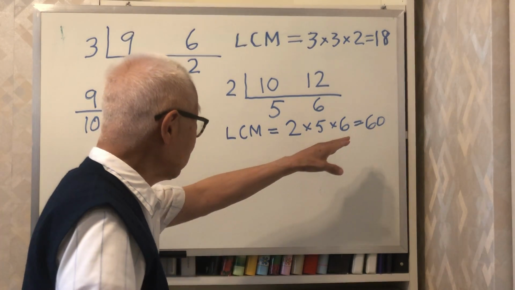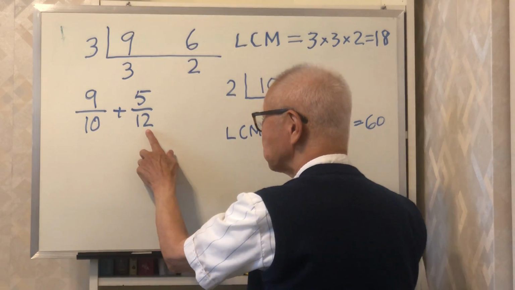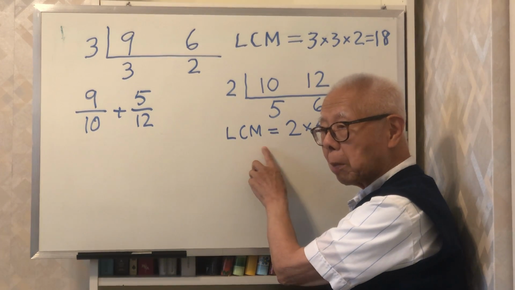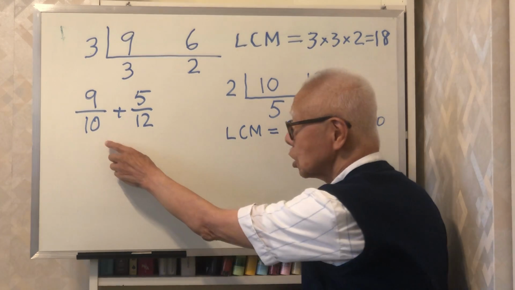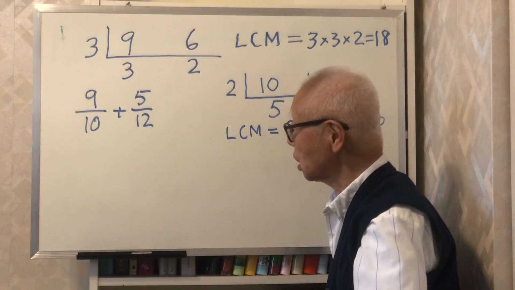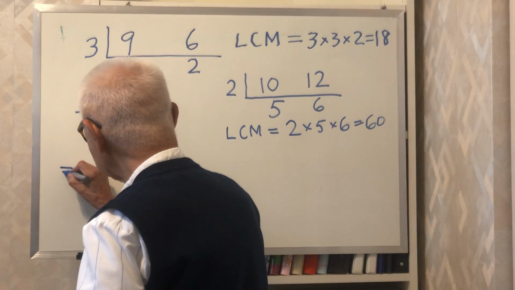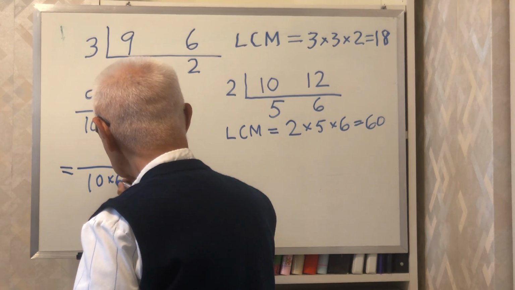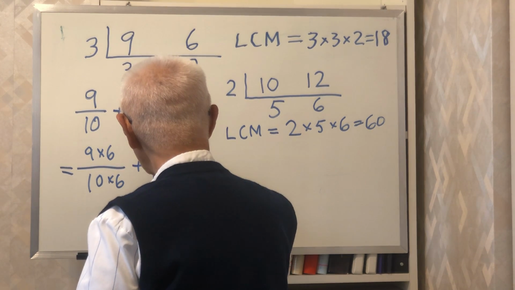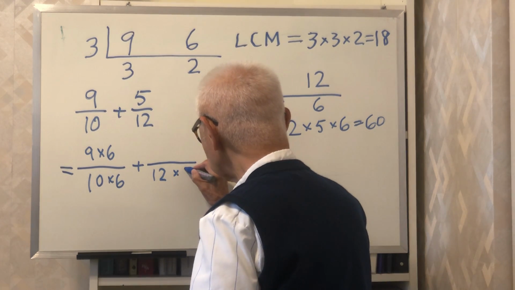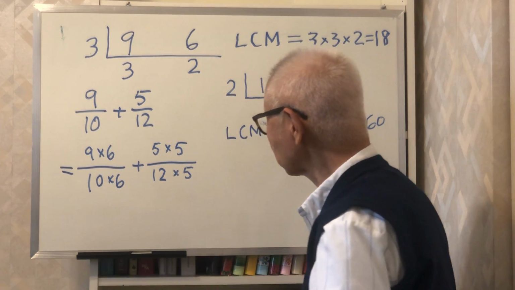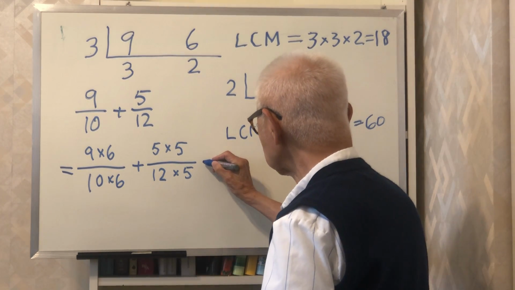Notice that the common denominator is not 10 times 12. 10 times 12 is not the least common multiple. It's not the least. It's too big. 10 times 12 is 120. But the least common multiple is 60. Let's use 60 now. 10 times 6 is 60, so 9 times 6. Plus, how do you make 12 into 60? You multiply by 5. So the numerator also multiplies by 5. So the common denominator is 60.